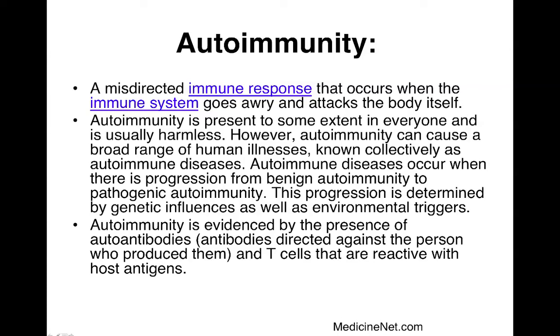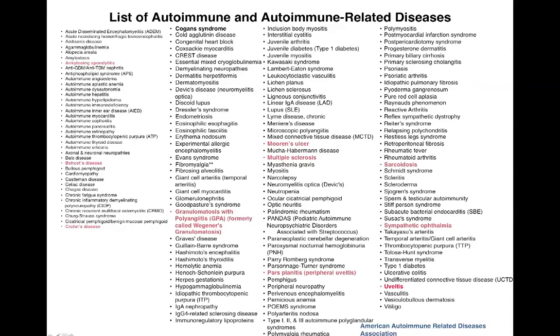Now generally autoimmunity is evidenced by the presence of autoantibodies or by T cells that are reactive with host antigens, and that means that these T cells, important players in the immune system, are directed against parts of our own body. Now this is a list of autoimmune and autoimmune related diseases.